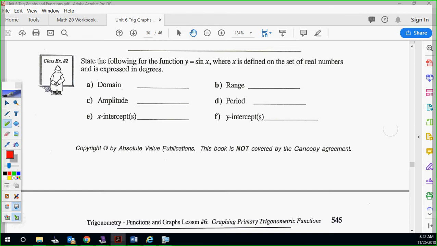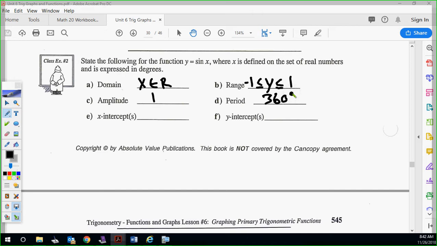State the following for the function y equals sine of x, where x is defined on a set of real numbers and expressed in degrees. What's the domain? x ∈ R, right? There's no restriction on x. We don't have any problems, so x ∈ R. Okay, what's the range? Yep, from -1 to 1. Okay. Amplitude, 1. Period, 360, right? Because every 360 is when it repeats. Okay.